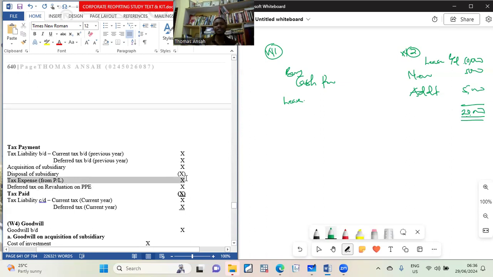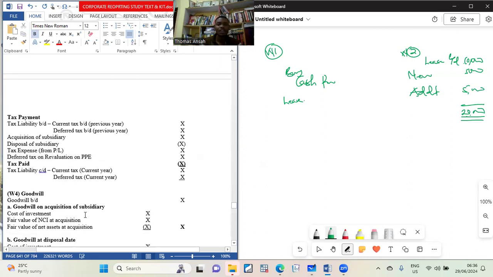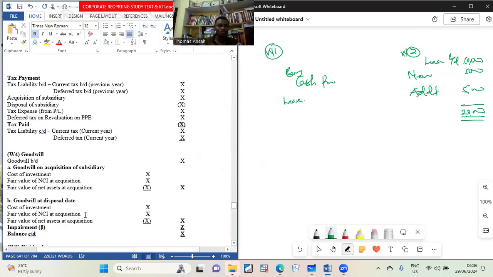So like I said, if your tax coming from your P&L is a tax credit, don't put it here like that. Put it in a bracket. All right. The same thing on deferred tax on PPE, revaluation of PPE. If it is also so, that one there is not possible to get the tax credit. All right. So the difference is here. So that is that. And since this is consolidation, you might do goodwill.